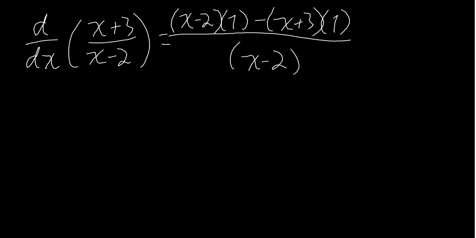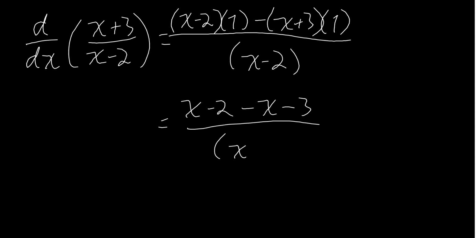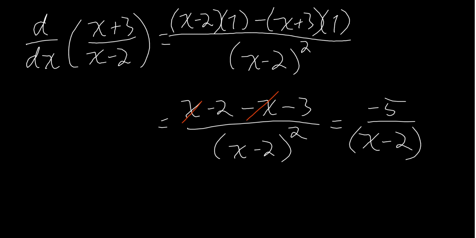All right, so if I follow this up, I've got x minus 2. Being multiplied by 1, nothing really changes, right? So it's basically just going to be x minus 2, and then minus x minus 3 all over x minus 2. So the x's cancel, so we end up with a negative 5. So we have a negative 5 over x minus 2 quantity squared. Low squared, sorry, low squared.